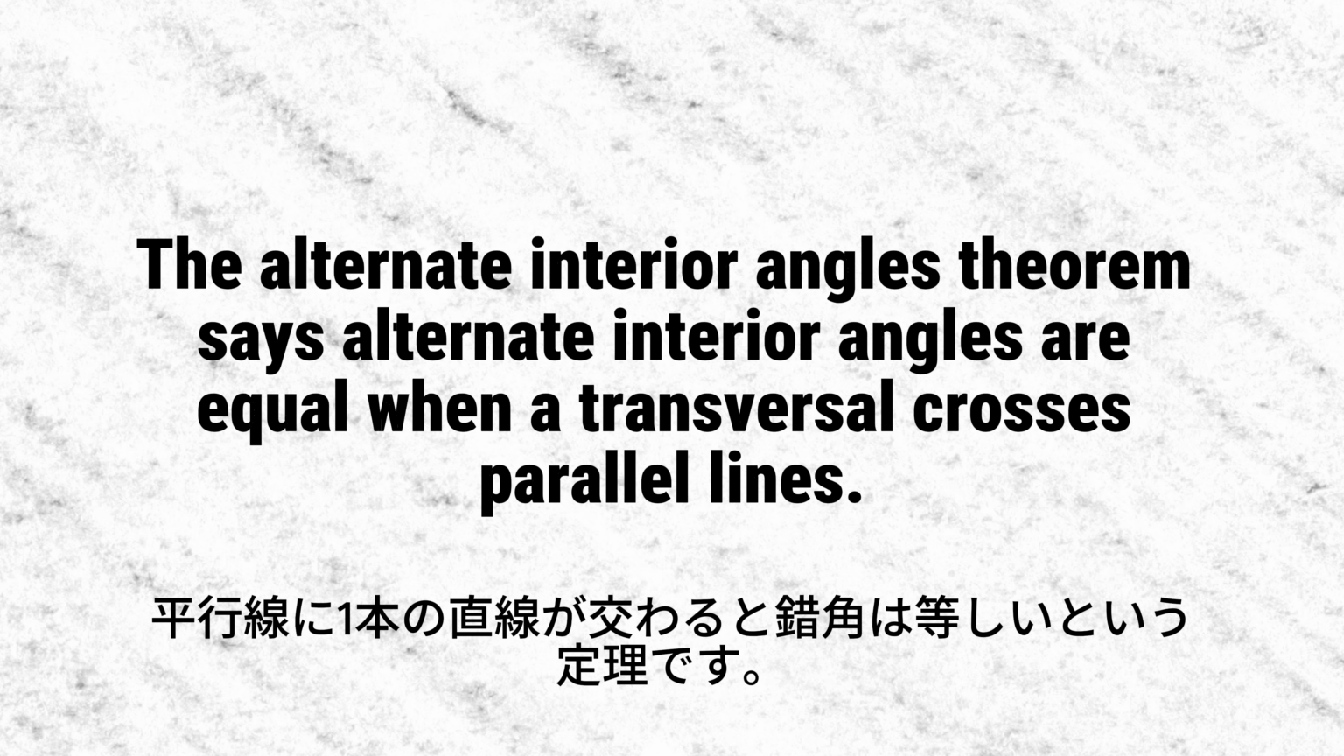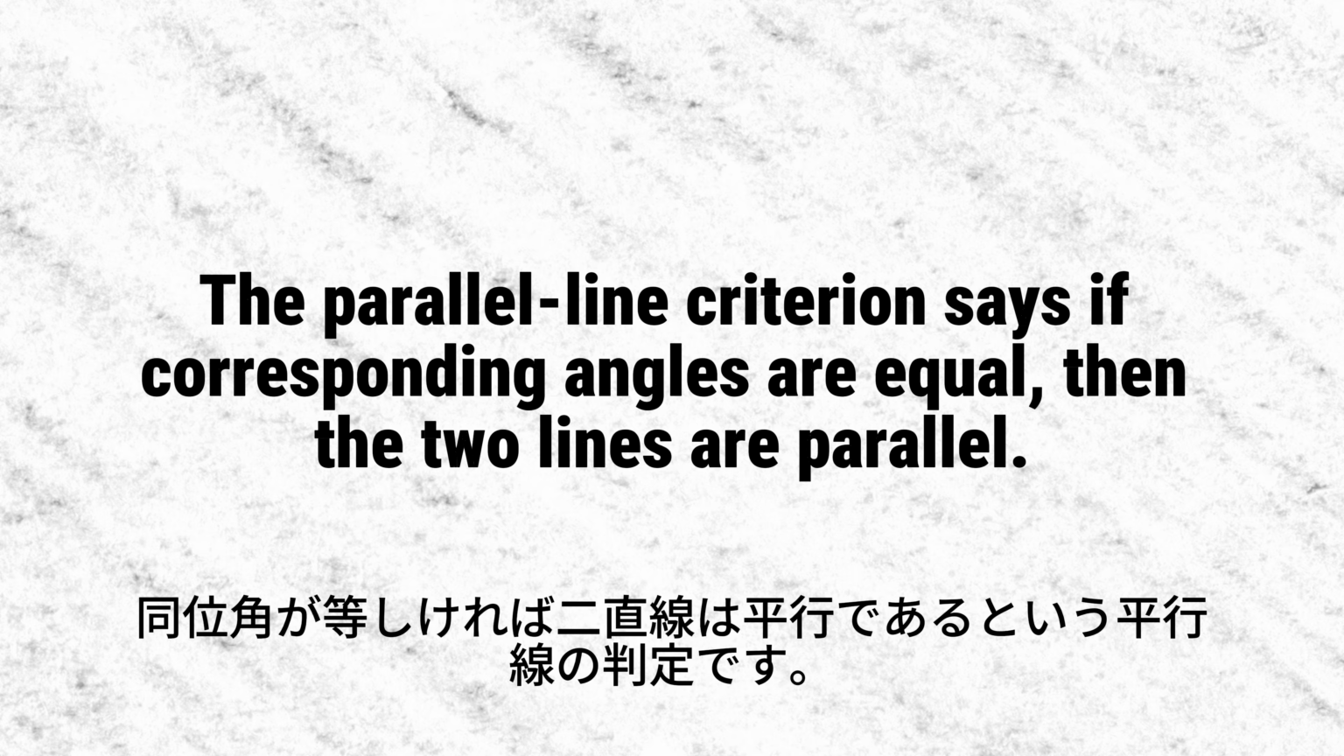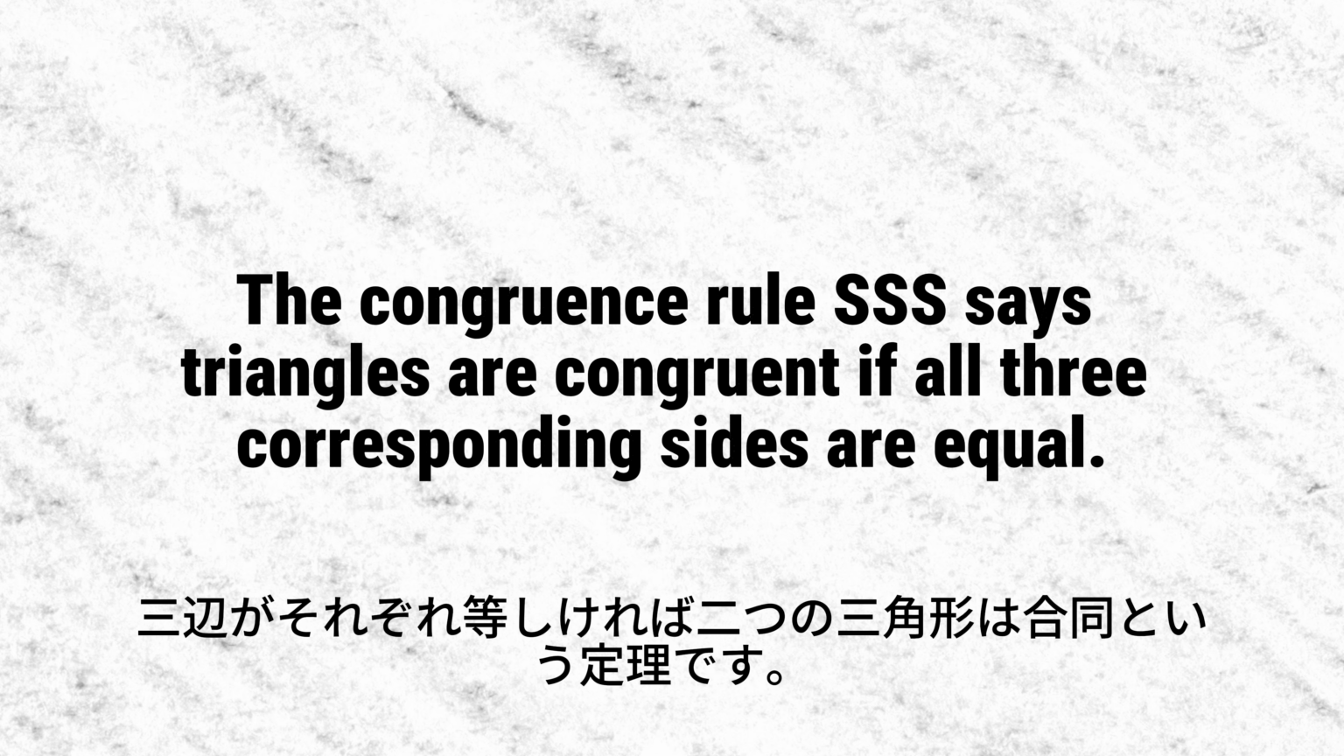The alternate interior angles theorem says alternate interior angles are equal when a transversal crosses parallel lines. The interior angles theorem says same-side interior angles are supplementary when a transversal crosses parallel lines. The parallel line criterion says if corresponding angles are equal, then the two lines are parallel. The parallel line criterion says if alternate interior angles are equal, then the two lines are parallel.